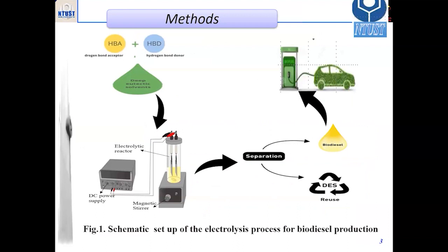We synthesize DSs, and then we add the process parameters into the electrolysis process of transesterification, separation, and then biodiesel is produced, and then directly applied to transportation. And the DS is also reused 4 times.